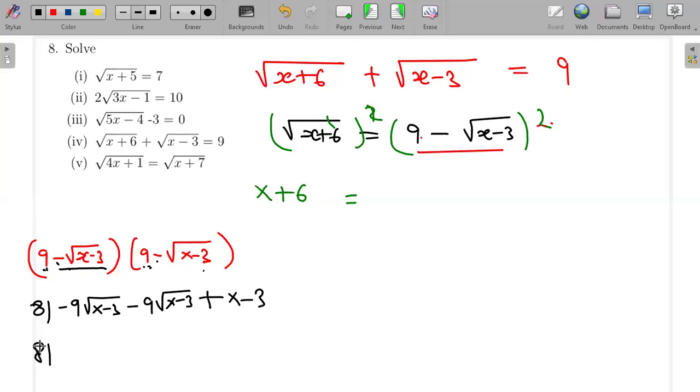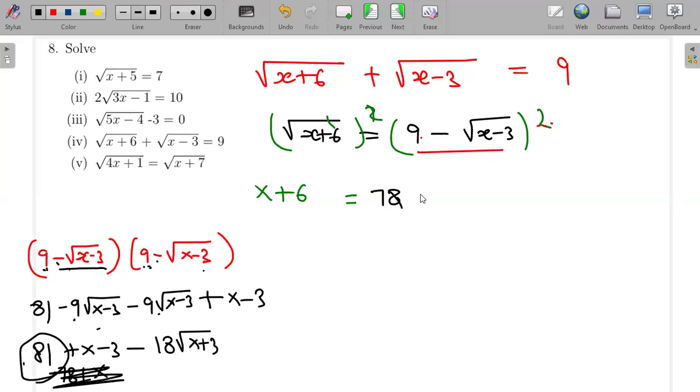I have 81 plus x minus 3 minus this. This is minus 9 twice, so that is minus 18 root of x minus 3. What is 81 minus 3? 81 minus this 3, I get 78, and then plus x minus 18 root of x minus 3.